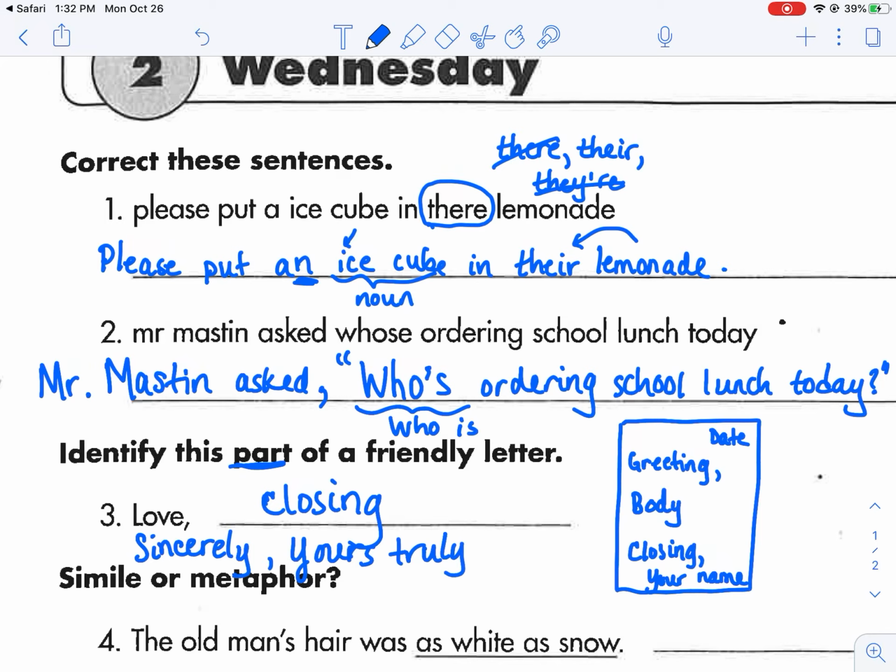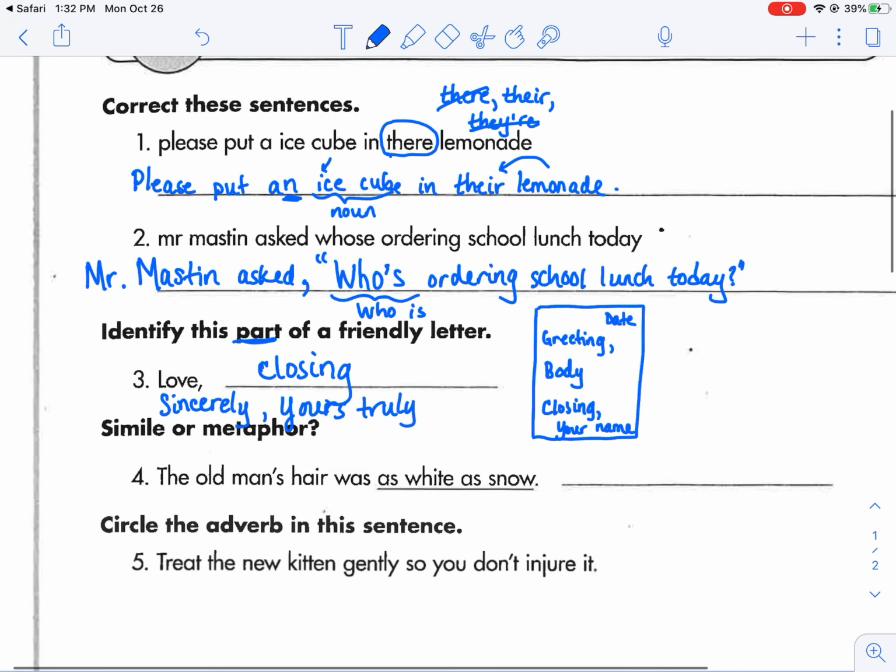Okay. Ooh, simile or metaphor. Now, these are ways in a language to compare two things. If it is a simile, you compare two things using the words like or as. Like, today it is as cold as an ice cube outside. Today's weather is as cold as an ice cube. So I'm using a simile to compare the weather with an ice cube.